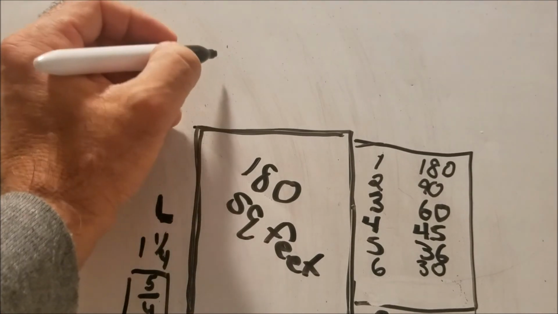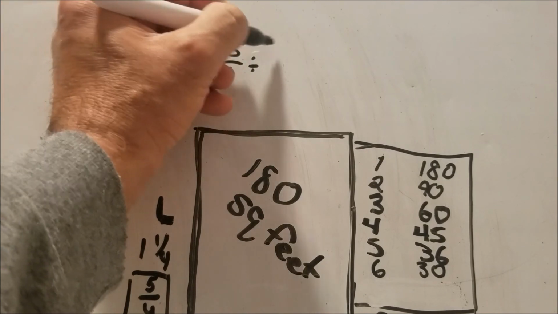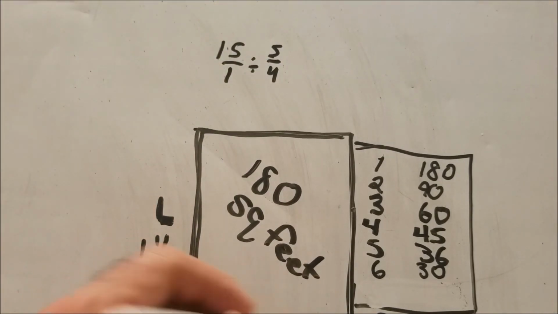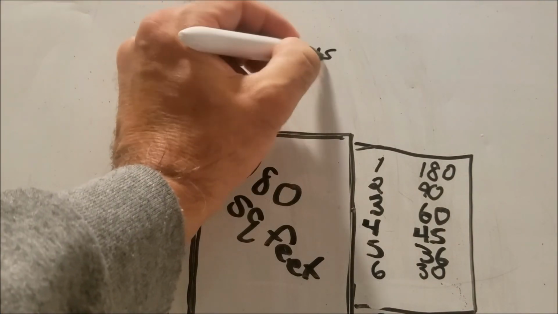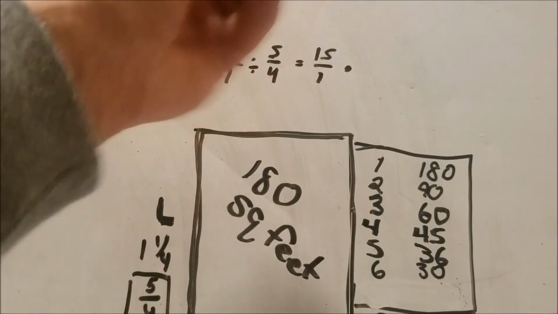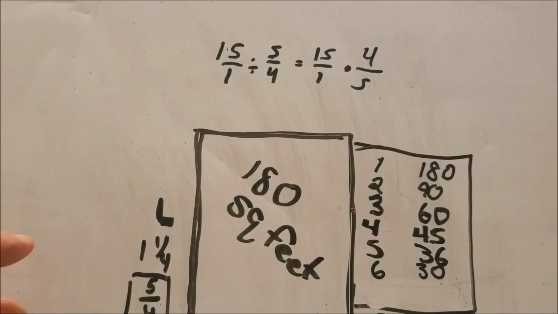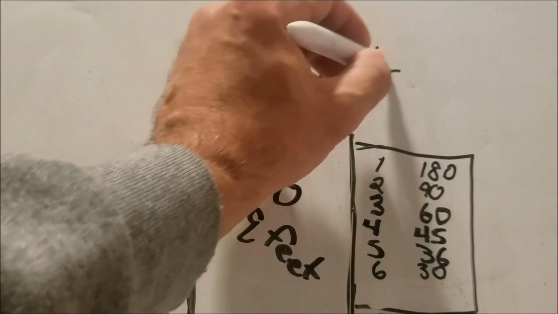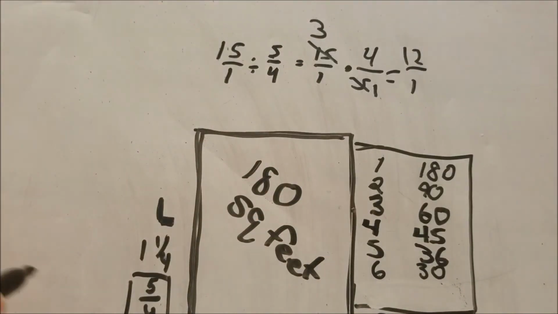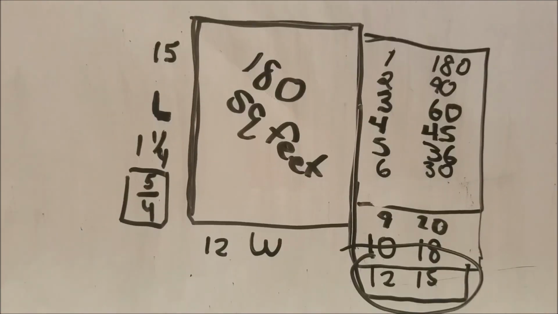So if we use 15, we'll put 15 up here. 15 over 1 divided by 5/4. We've got to get 12. Our answer has to be 12 for this to work. So again, we change, and we do the reciprocal. We flip. Right? We got 4/5. And 5 goes into 15 3 times. 5 goes into 5 once. And you get 12 over 1. So it works. The answer would be 12 by 15. Remember, width comes first. 12 by 15.